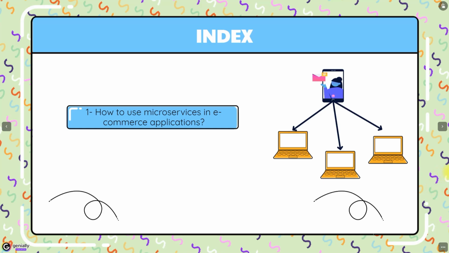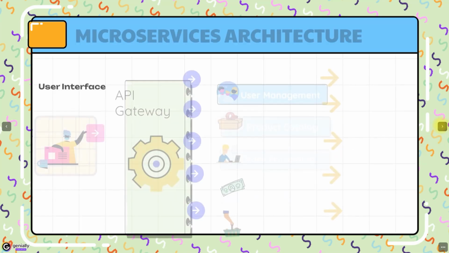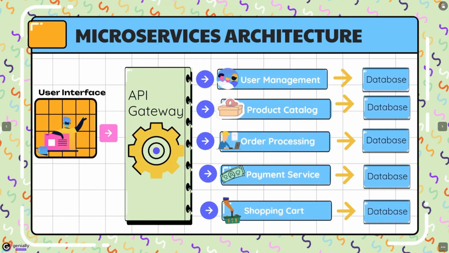In this video, we are going to learn how to use microservices in e-commerce applications. So let's take a look at an example of an e-commerce application to illustrate microservice calls. So according to our scenario, user places an order.